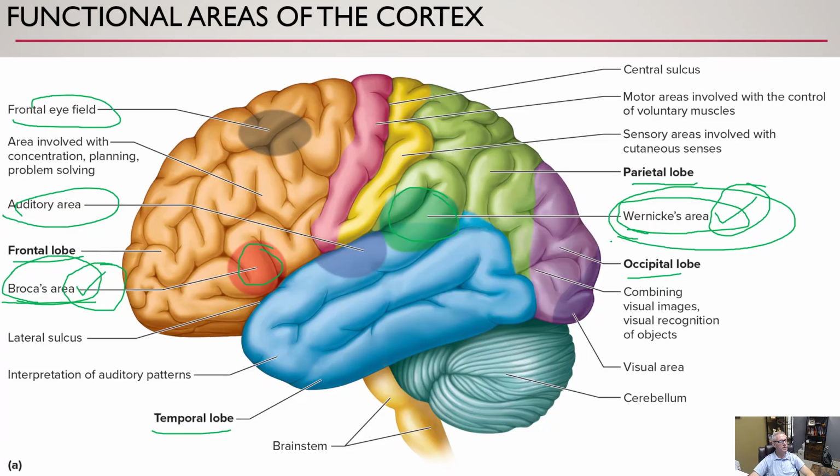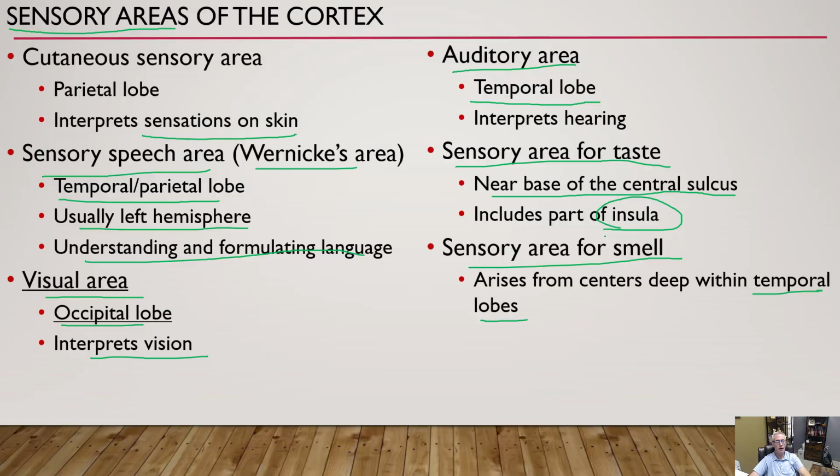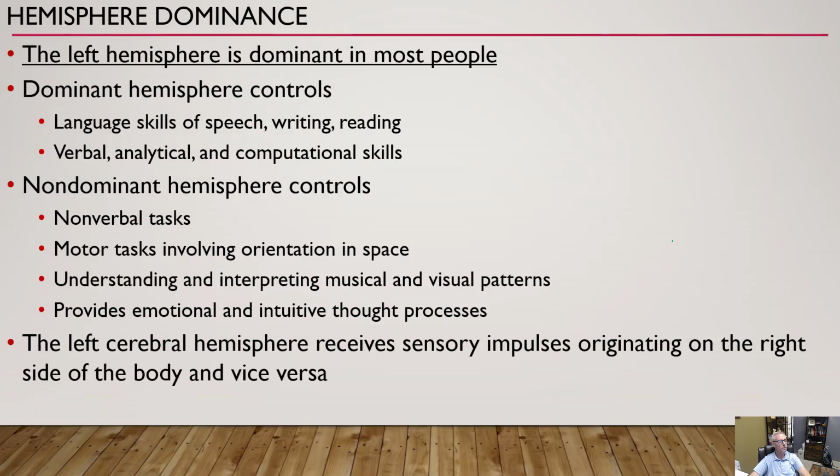So if we go back up to this slide, Wernicke's area, Broca's area, the auditory area, the frontal eye field are going to be predominantly on the left side in most people. Now, if you're left-handed, all of these areas will probably be on the right side of your brain. Because you are left-handed, then your right side of the brain will be dominant. So these areas will probably be on the right side of your brain.